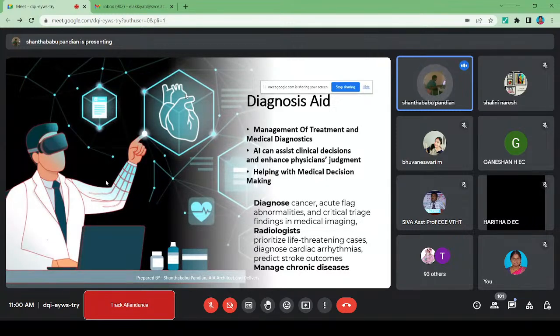And after we have diagnosed, we can prioritize life-threatening cases, and doctors can deal with them and predict outcomes. It could be a diagnosis of cardiac arrest or stroke outcomes. So with the help of all this information, the doctors can predict so many things.